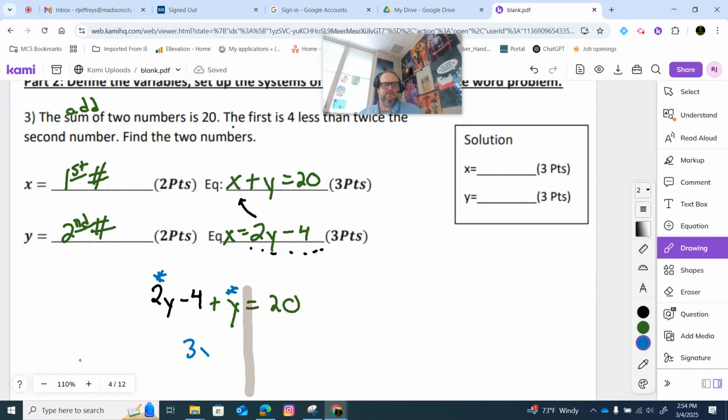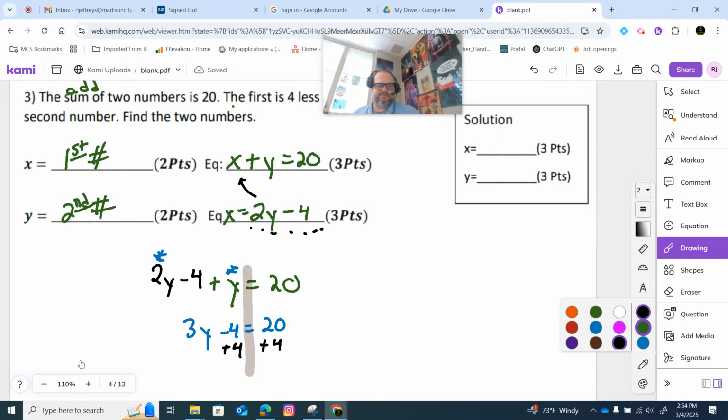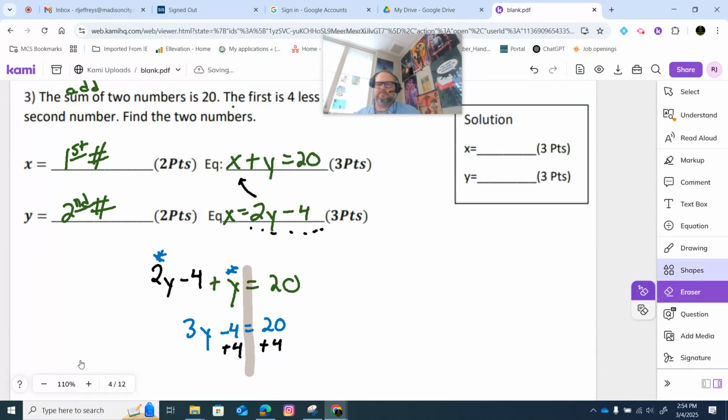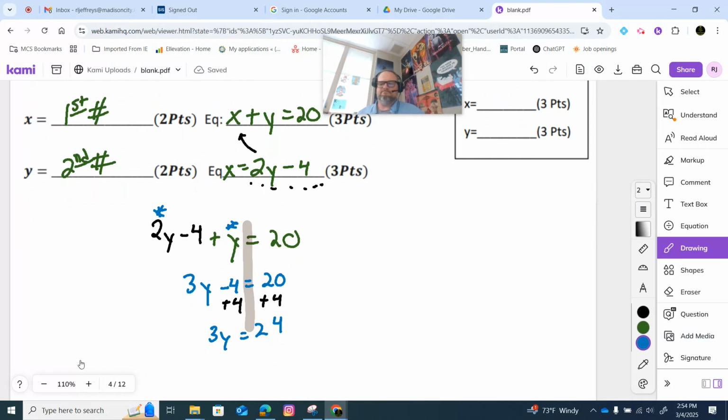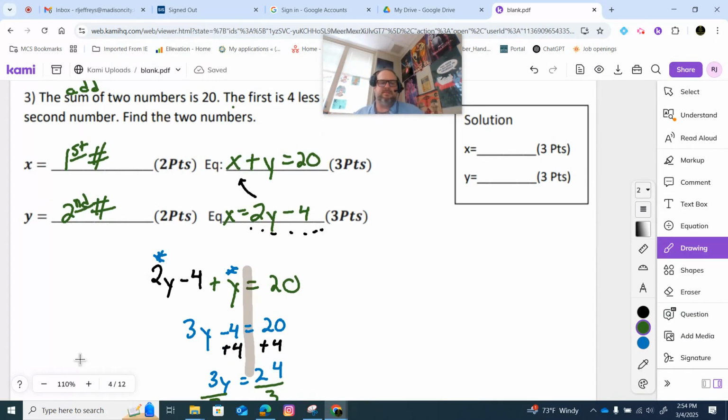So this is 3y minus 4 equals 20, plus 4 plus 4. So we get 3y... I did it again. 3y equals 24. All right. So y is 8.